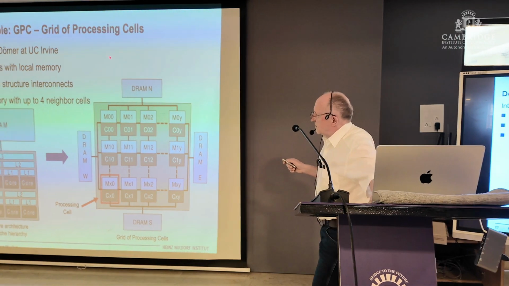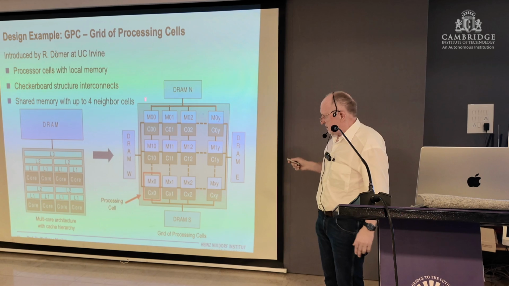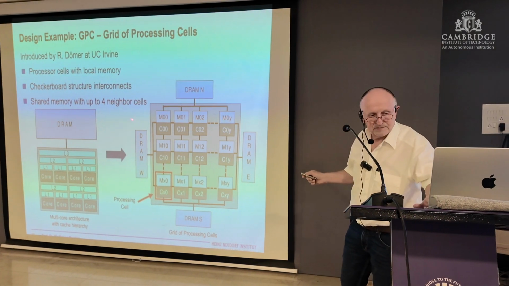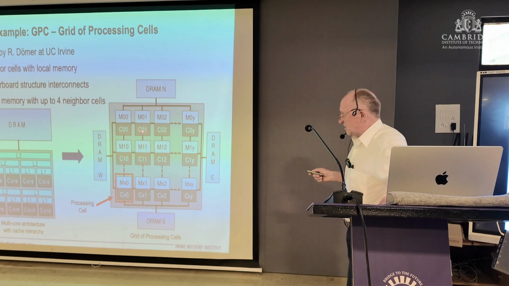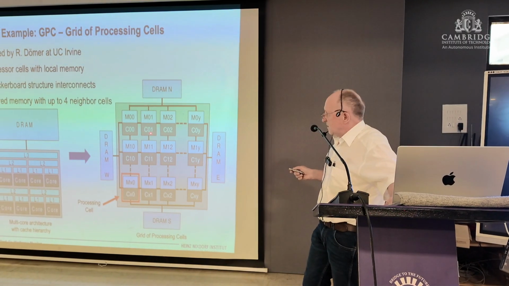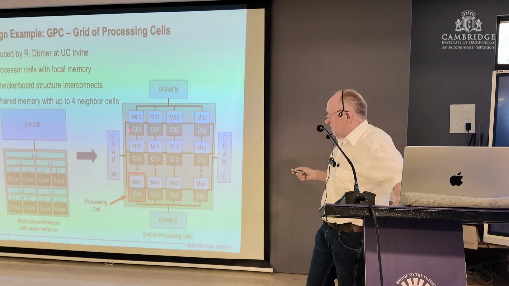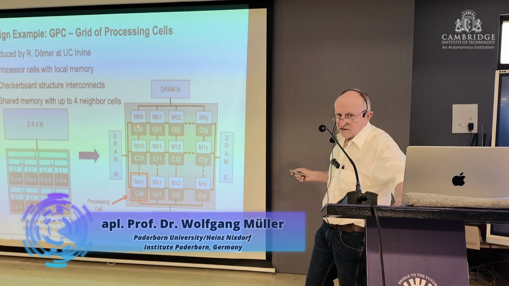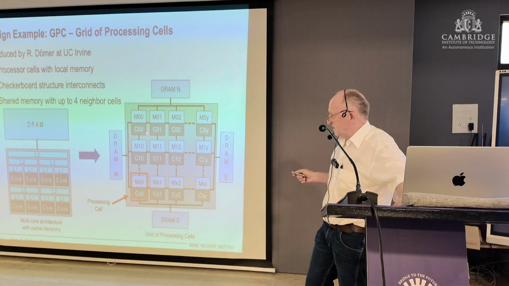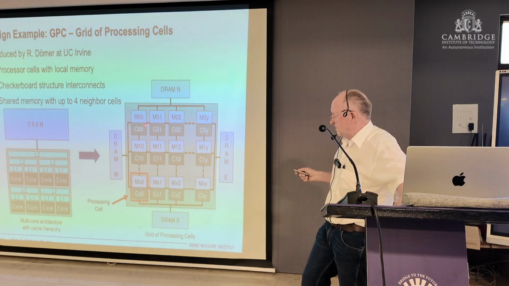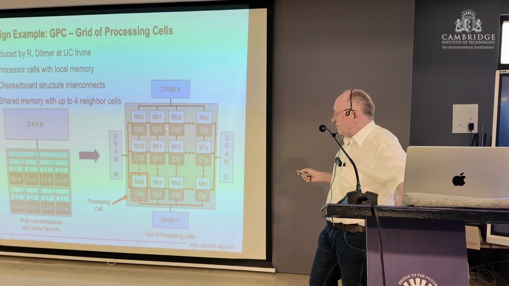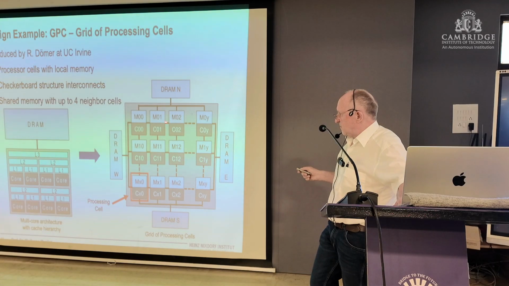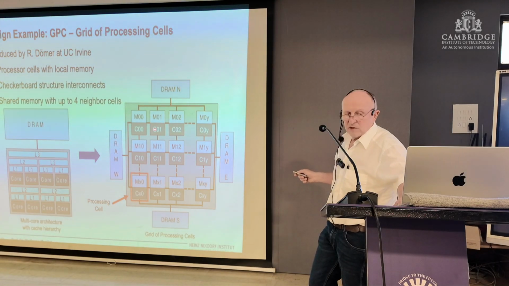We tried to model the grid of processing cells from Professor Dömer. This is the basic structure, and the basic principle is that we have local processing cells with local memory without any system bus, shared system bus access. This is the principle of his architecture, and you only have access to the neighbor memory.